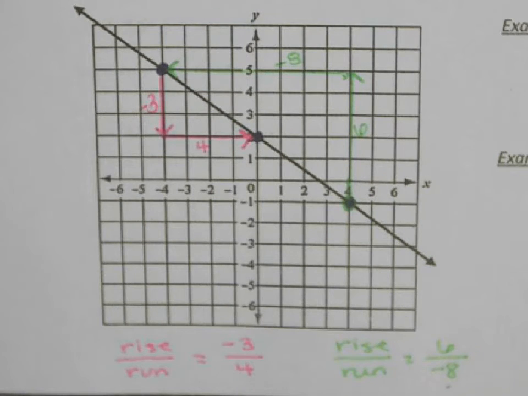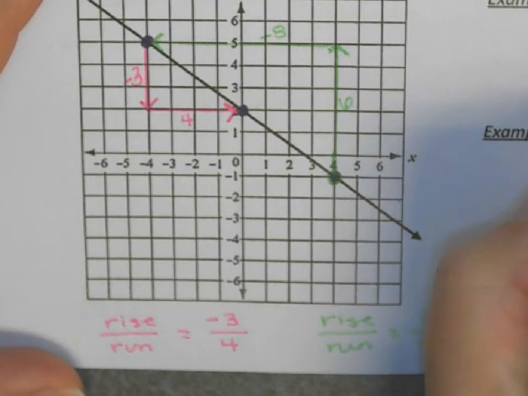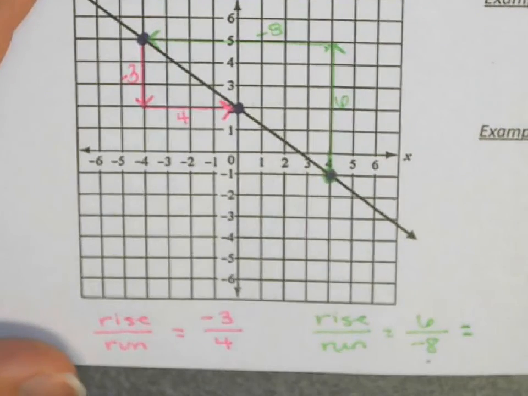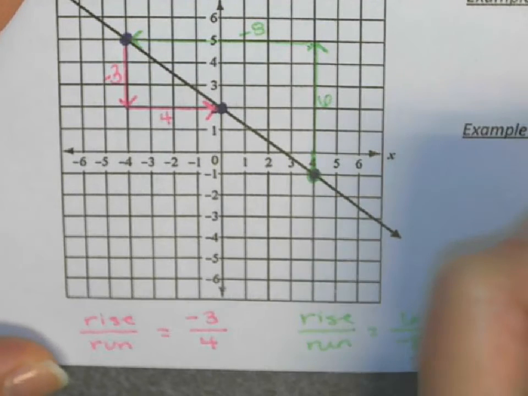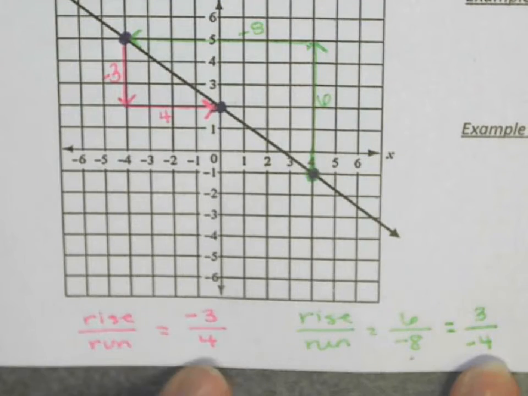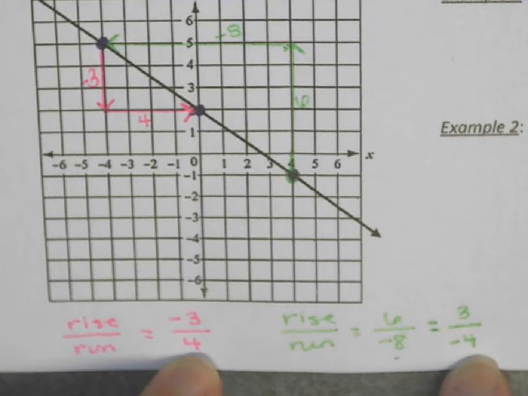But the slope should always be the same on a line. So why is it okay if I got negative 3/4 and 6 over negative 8? Yes, I have to reduce that fraction. Both of those numbers are divisible by 2. So if I divide the top by 2, I get 3. If I divide the bottom by 2, I get negative 4. Negative 3/4 or 3 over negative 4, it doesn't matter if the negative sign is on the top or the bottom.